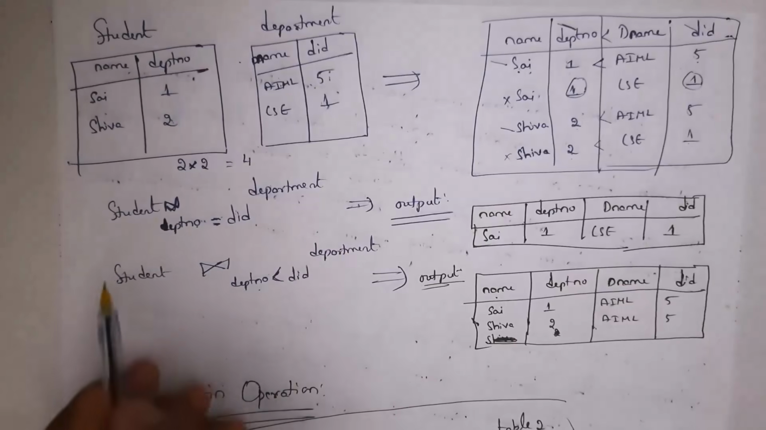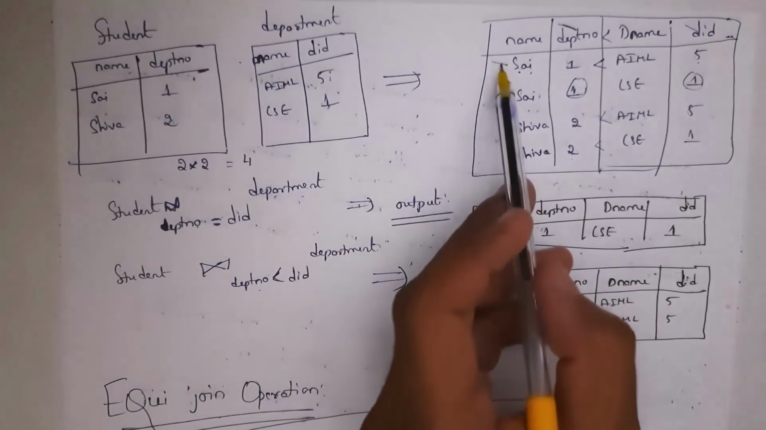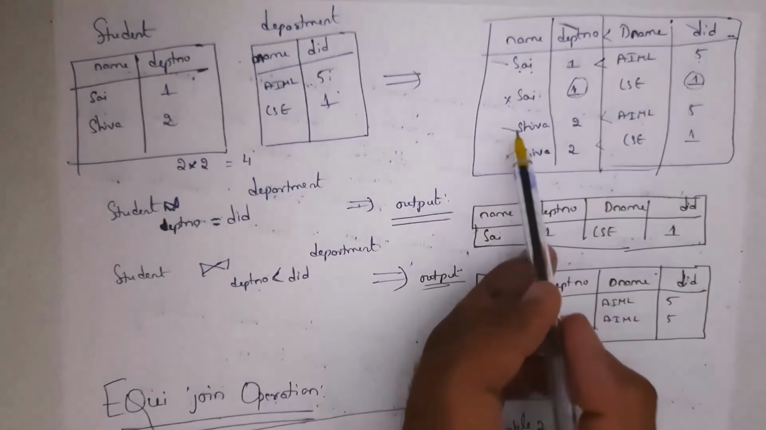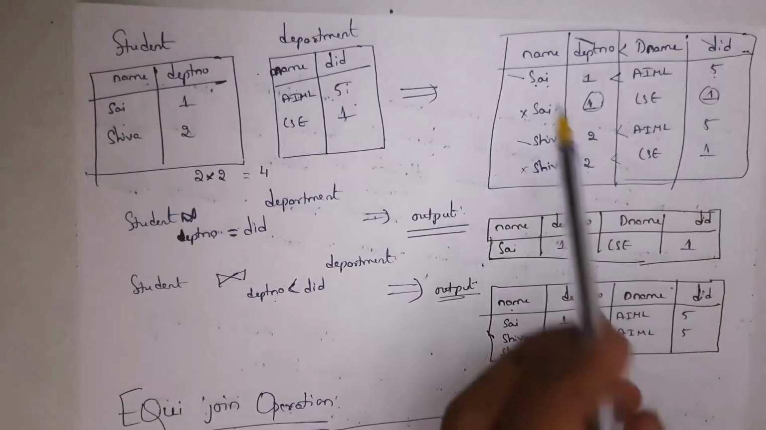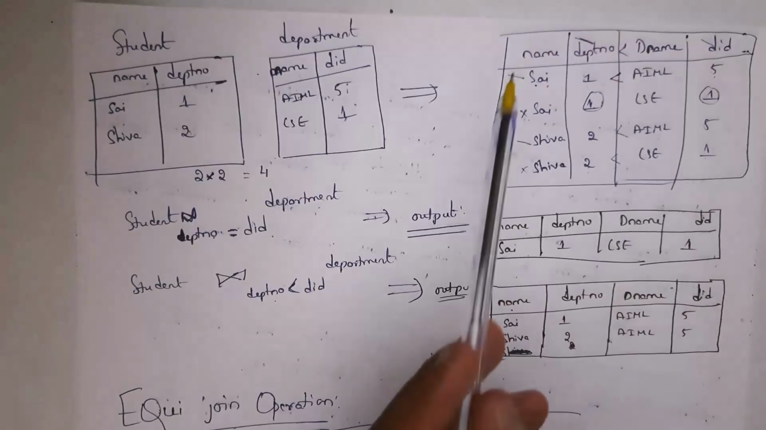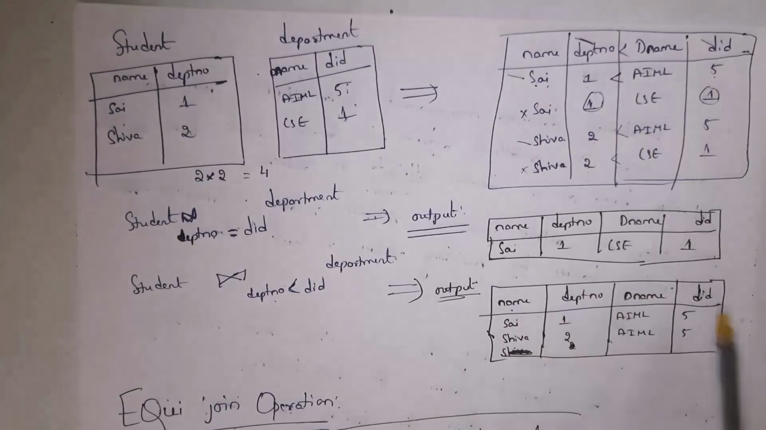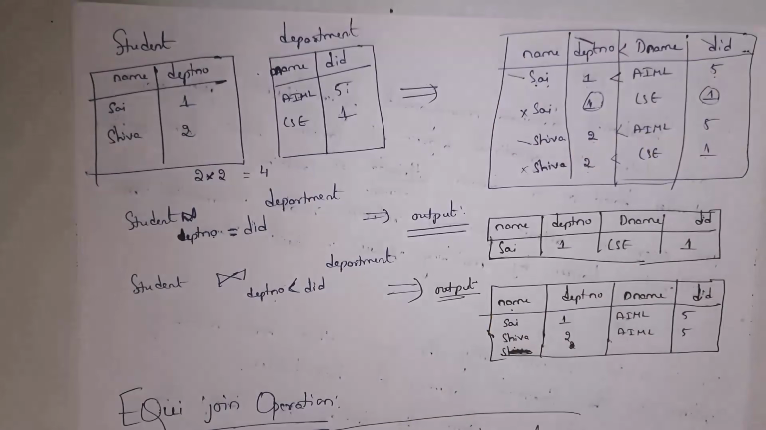So whenever I run this mathematical operation, I will get output Sai 1 AML 5 and Shiva 2 AML 5. This is my output. This is known as theta join. Next I will explain equi join operation.